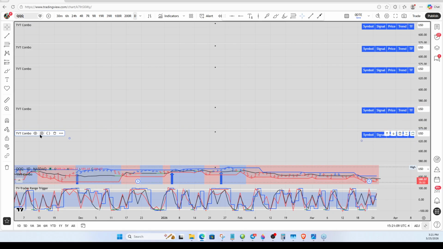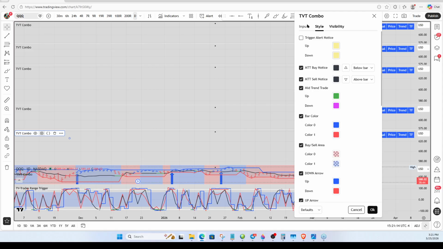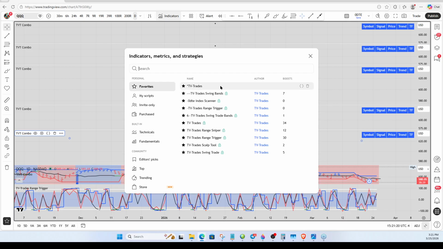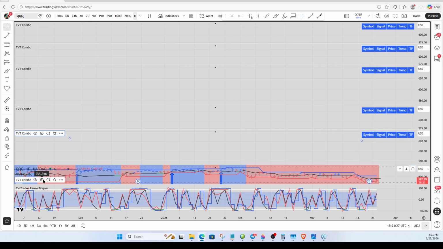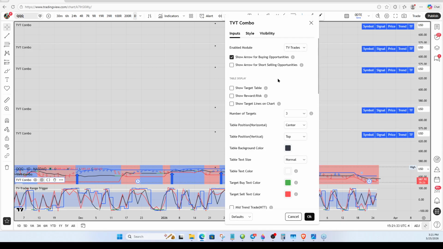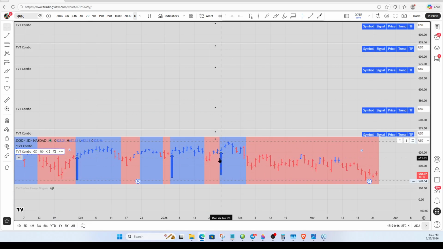All right, if you look inside the TVT combo, let me just show you how this works. Inside the TVT combo, it's actually the TV trades indicator that you put on. From inside indicators, it's the TV trades that you actually put on. You put it on like this, and then it came up down here. It's this one right here, and inside here, this is TV trades. You see what that did down here? It added the background for TV trades. It added the arrows for TV trades. If I get the range trigger off of there, it gave you all the TV trade stuff in there.